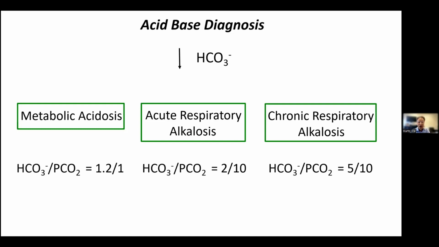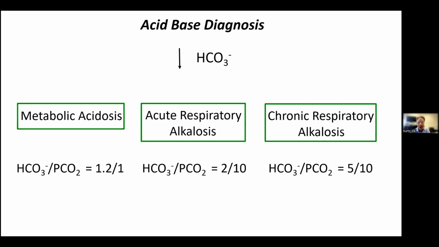So again, let's say we have a venous or arterial blood gas, and we now focus on the bicarbonate from there, and we decide, is it decreased, normal, or increased? If it's decreased, it's one of three acid-base diagnoses. It's either a metabolic acidosis, acute respiratory alkalosis, or a chronic respiratory alkalosis.